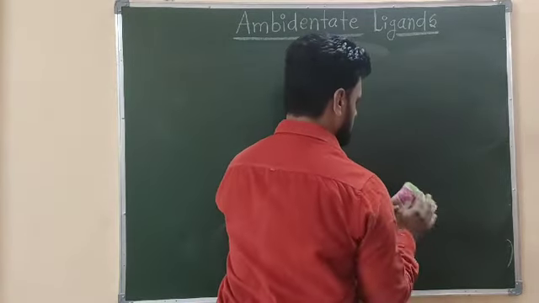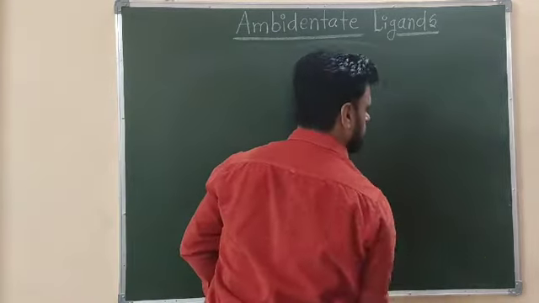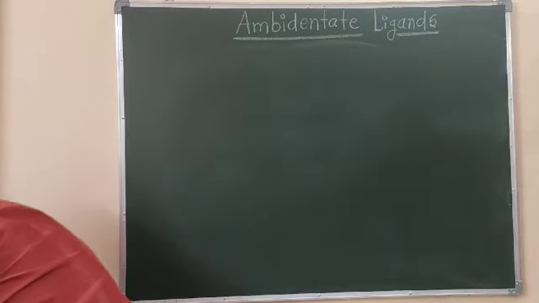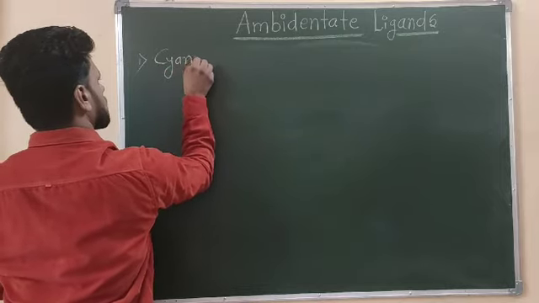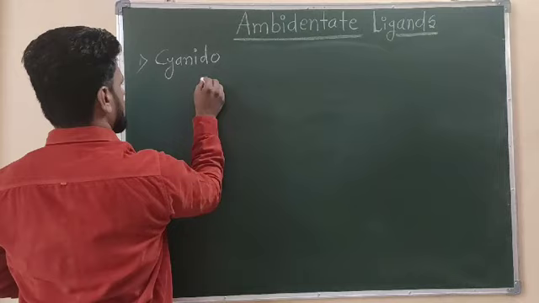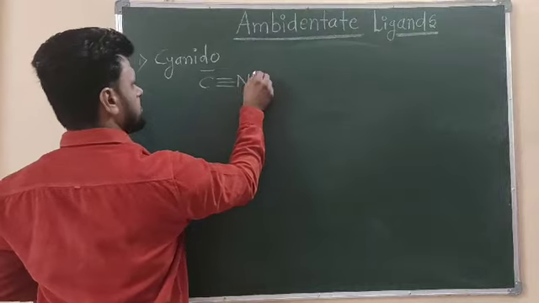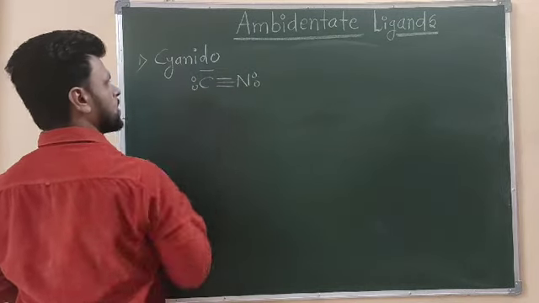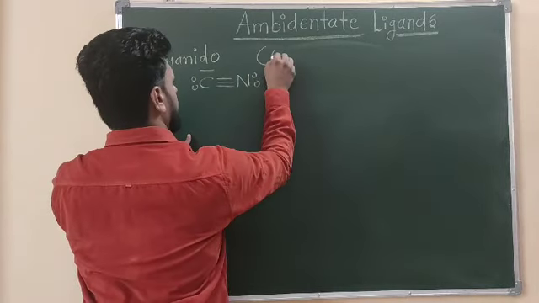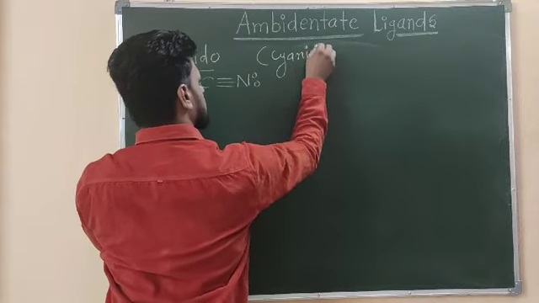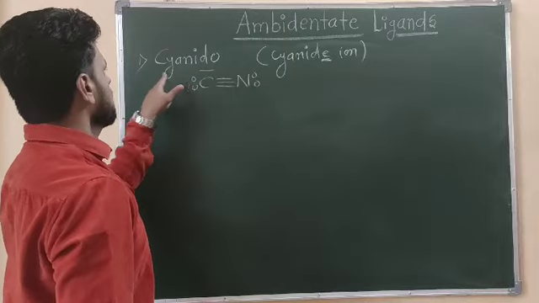The first example I am discussing is the cyanido ligand. Cyanido means we have CN minus. Carbon carries a negative charge, and nitrogen has an electron lone pair. This ion is called the cyanide ion, and in coordination chemistry the E is replaced by O, so it becomes cyanido.